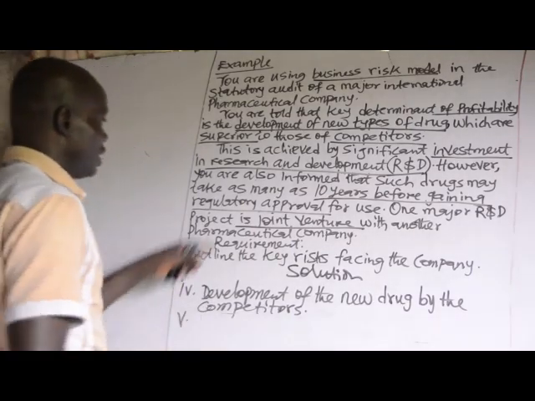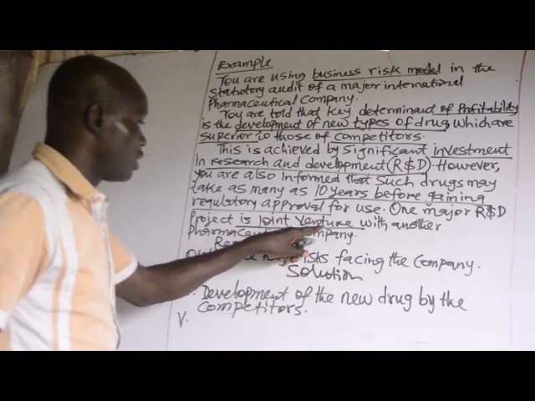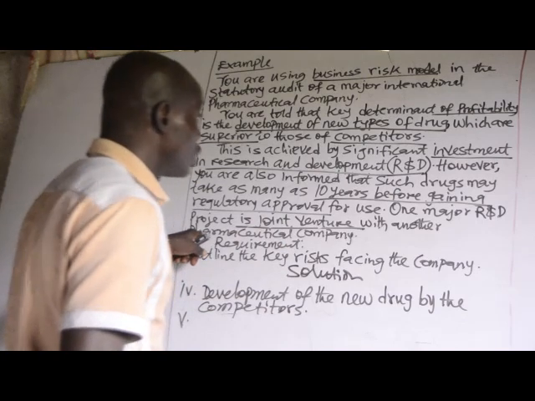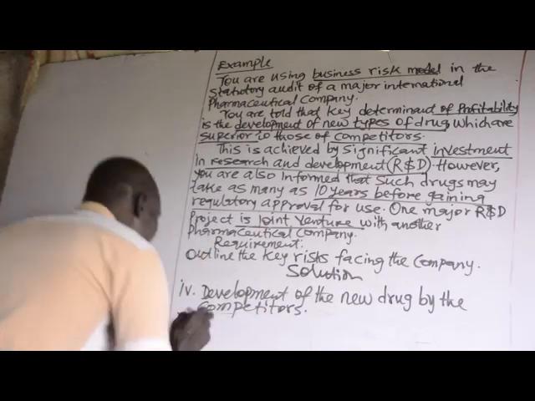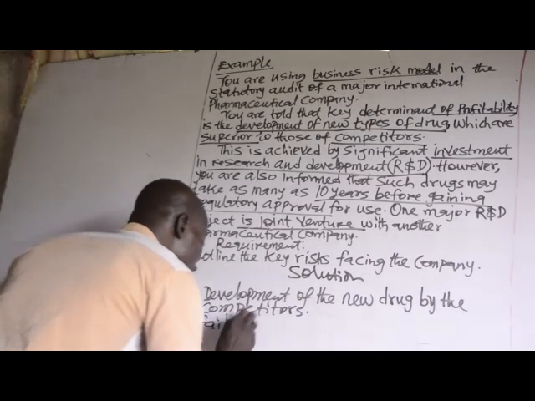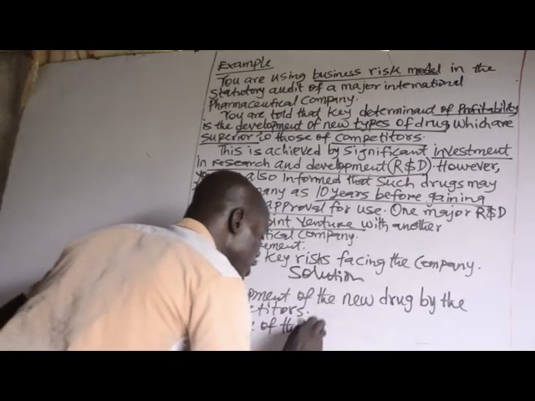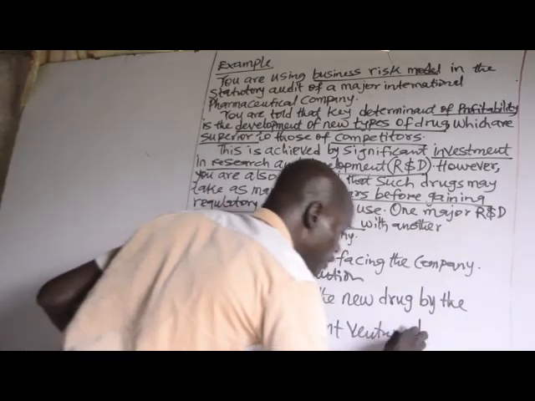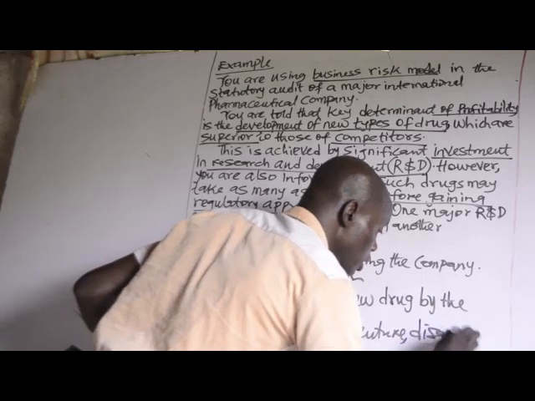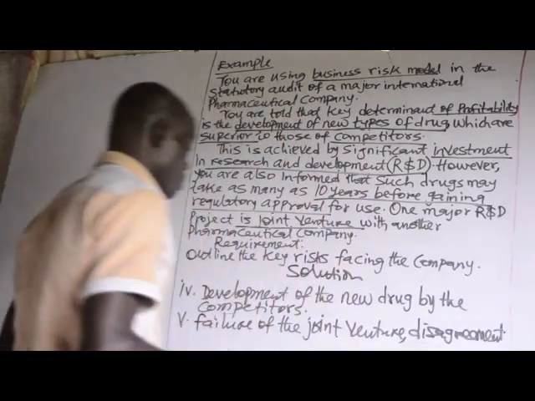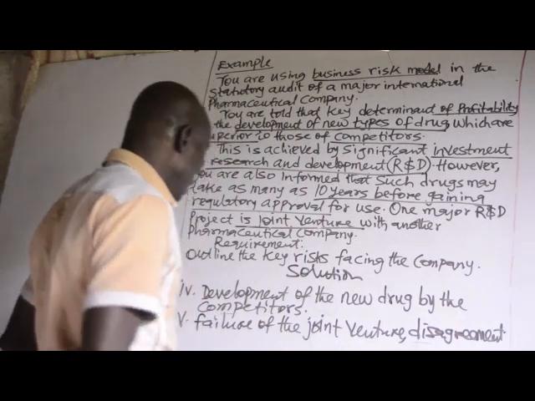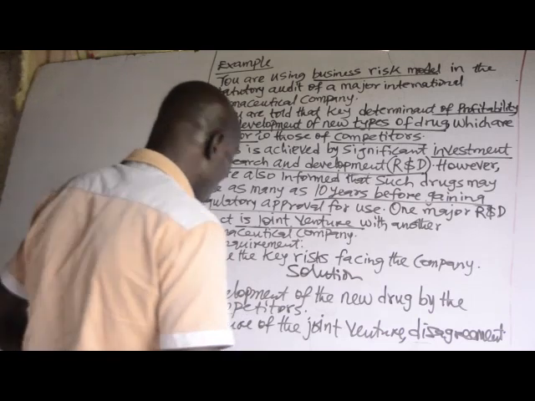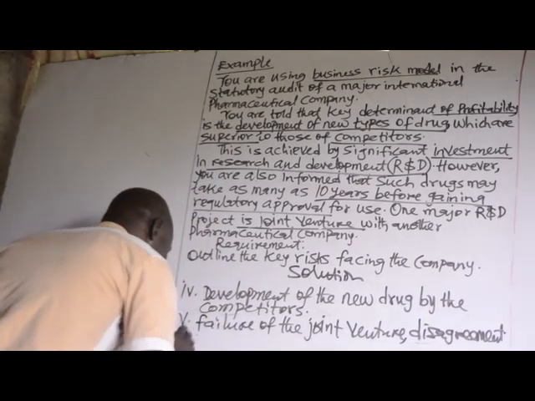Number 5, they want to enter into a joint venture. One major research and development project is a joint venture with another pharmaceutical company. What if the joint venture fails? Failure of the joint venture, or disagreement between the joint venturers. Disagreement might lead to the failure of the joint venture. So that is also a risk to the entity.